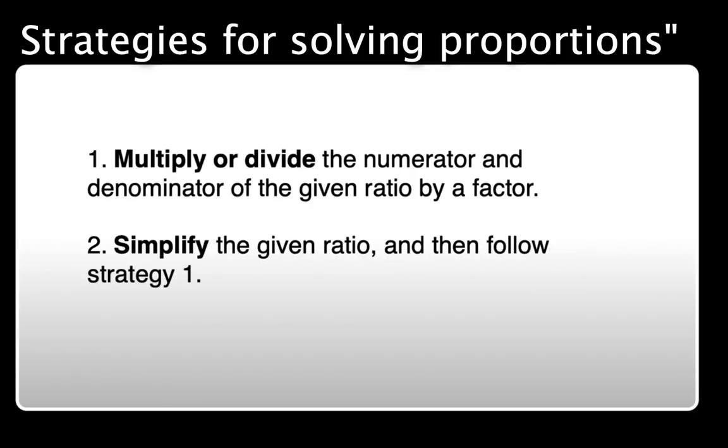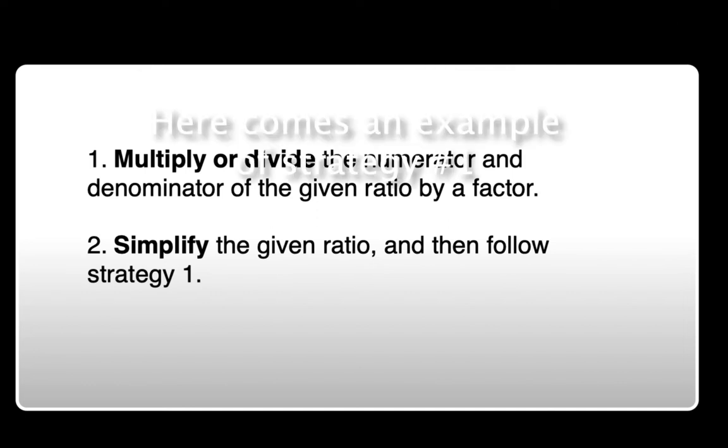Multiply or divide the numerator and denominator of the given ratio by a factor. When I say the given ratio, that is the ratio where you have both the numerator and the denominator. Sometimes strategy 1 doesn't work, so we have strategy 2, which says simplify the given ratio and then follow the same idea given in strategy 1. We're going to go ahead and do an example of each one of these strategies. As I mentioned before, I realize there is a third strategy on your note sheet, and we're going to talk at a later time about that strategy. Let's go ahead and get working on the first example in our notes.